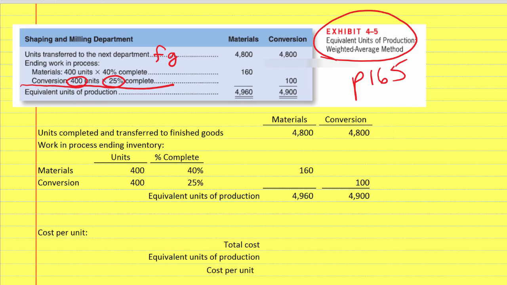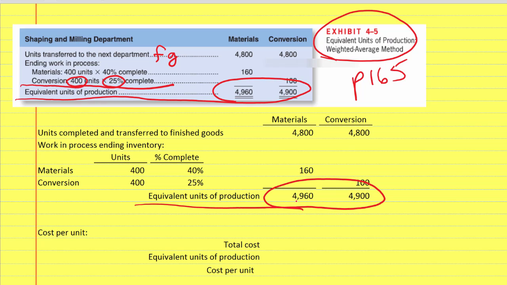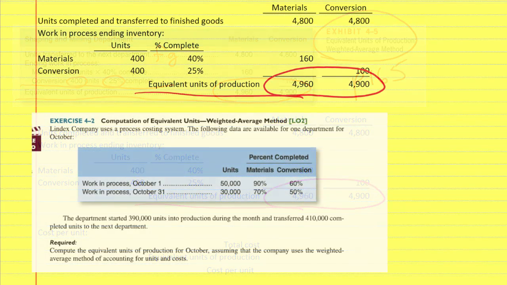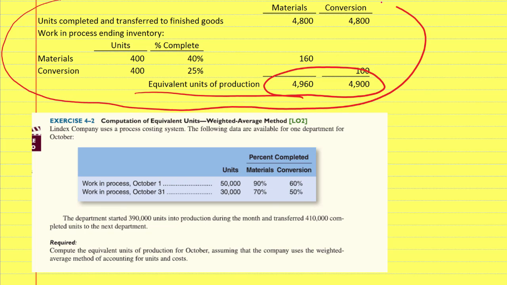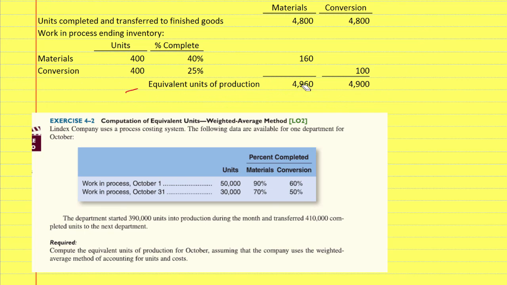Notice that the equivalent units of production that we computed in our spreadsheet structure is the same as in Exhibit 4-5, 4,960 for materials and 4,900 for labor and overhead, collectively called conversion. Now let's take a look at exercise 4-2 in your text, and we're going to use that same structure that we just looked at to compute equivalent units of production.